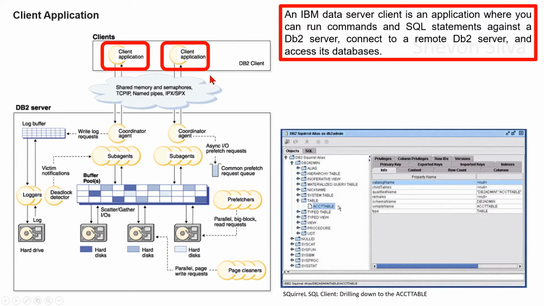Now we are focusing on client application. An IBM data server client is an application where you can run commands and SQL statements against a DB2 server, connect to a remote DB2 server and access its databases. Here you can see a SQL client. This is drilling down to the ACCT table here.